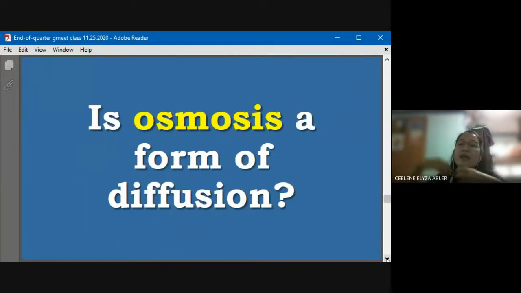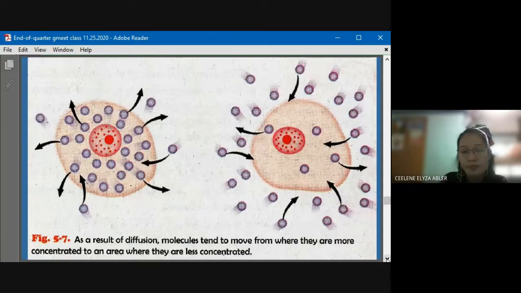Okay. Let's go back to the term osmosis. Why is it a form of diffusion? Osmosis is still diffusion, but it's the diffusion of your solvent, which is commonly water. Remember that water is always described as your universal solvent, which is why we cannot survive without drinking water for several days, because it's very much needed by our body. So here we will describe diffusion in the context of osmosis.